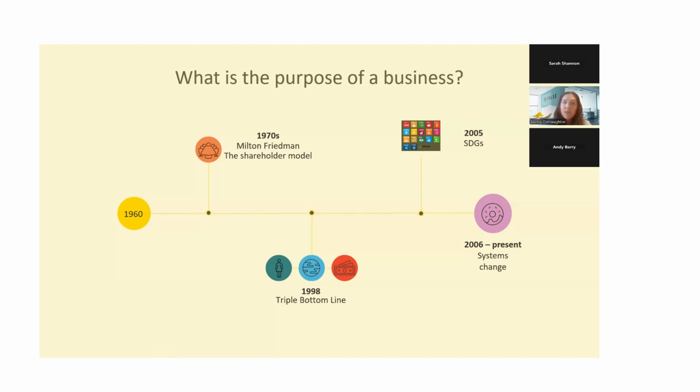And if we go back to what is the purpose of a business, we can see that it was Milton Friedman who said in the 1970s that the purpose of a business was to make as much money as possible for its shareholders. So at any cost, it doesn't matter how you're affecting the planet or how you're treating your workers, how you're treating society. The purpose of a business is to just make as much money as possible. In 1998, John Elkington, a British academic, coined the term triple bottom line. So businesses are reporting on people, planet, as well as profit.